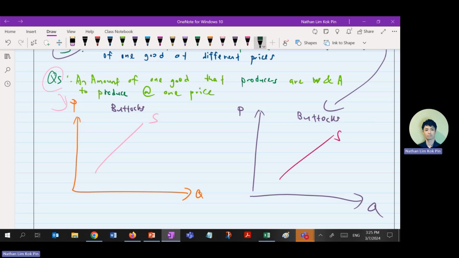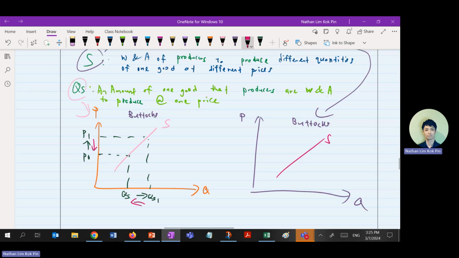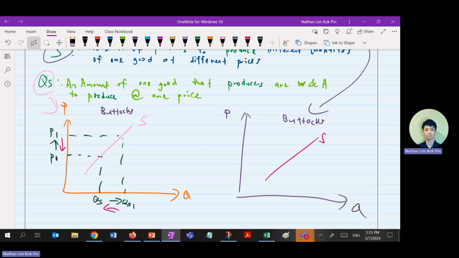This is the supply curve. So quantity supply is movement along. You need to show me if P0 increases to P1, quantity supply QS0 will increase to QS1, referring to my same diagram like demand. If the price decreases, P1 decreases to P0, QS1 will decrease to QS0 because they are not willing to supply so much when the price is not good, right?